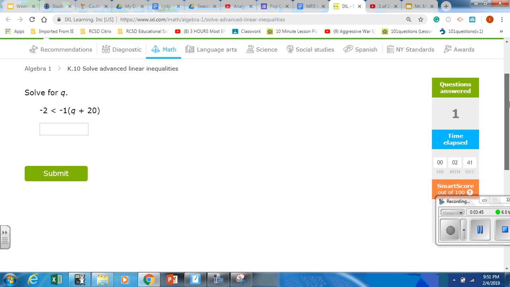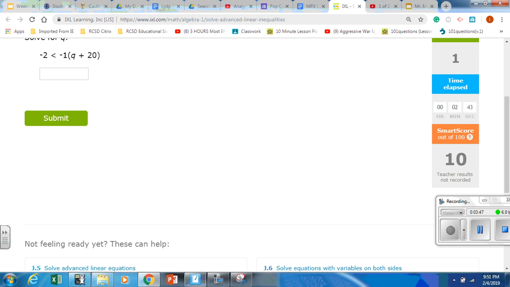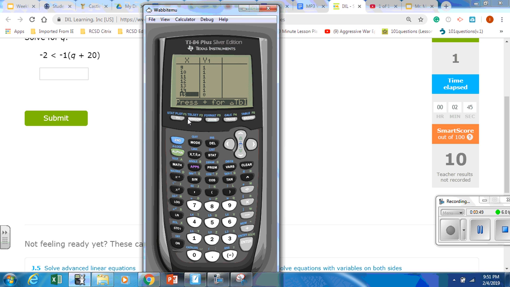Let's go to another one. Fast hitting problems. Okay, clear it out. -2, second math, is greater than, that's a less than, sorry. -1, parentheses, x plus 20, parentheses.